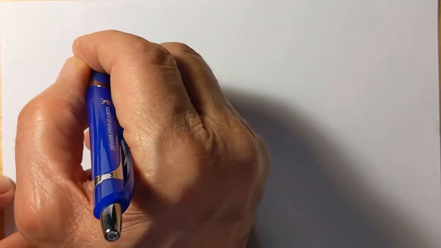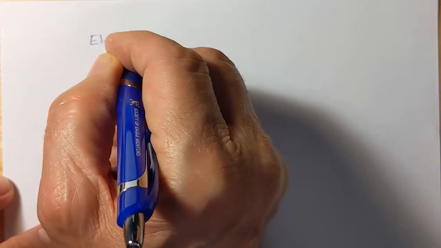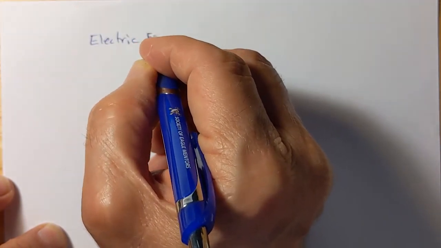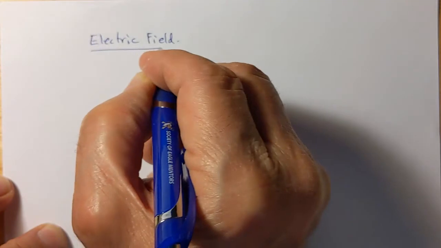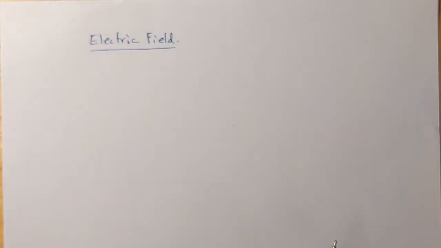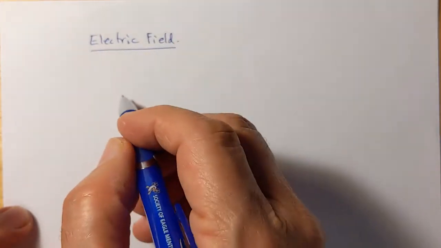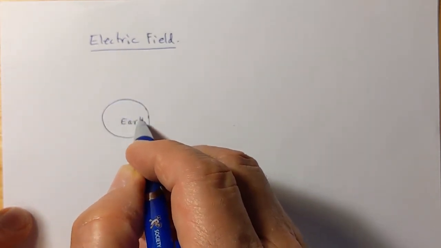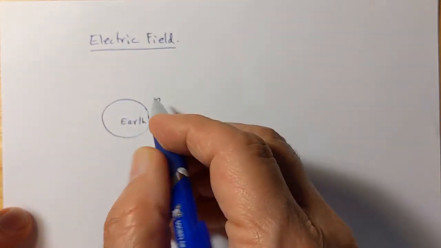So now we will look at the electric field. So far we saw the electric force, and now we will look at the electric field. This is something like a gravitational field. For example, this is the Earth, and you have a mass over here.